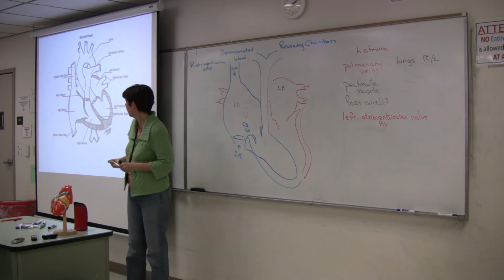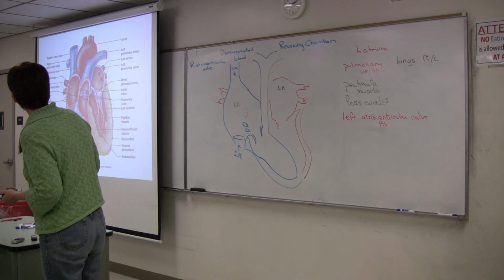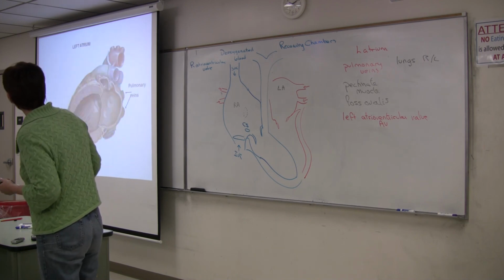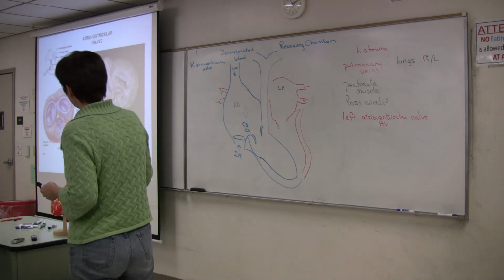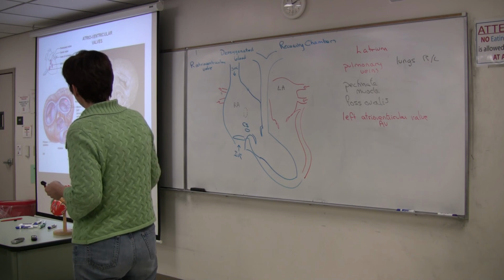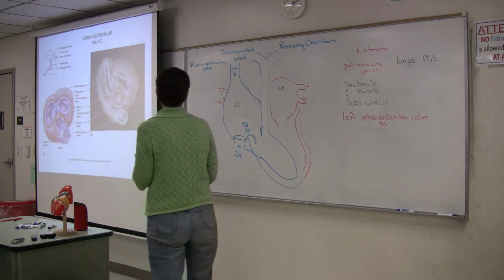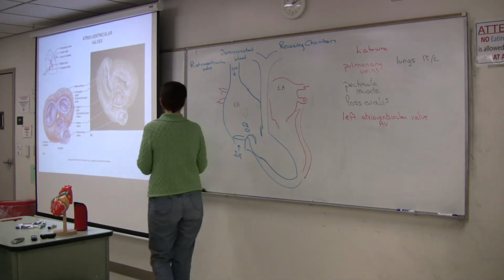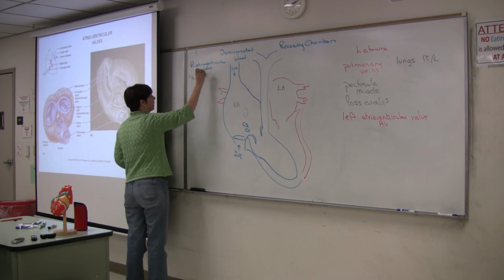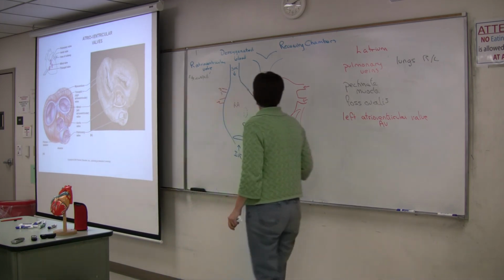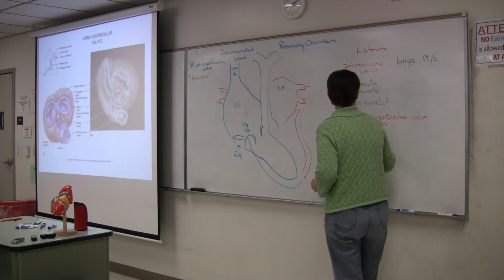So the right atrioventricular valve has three leaflets, and the left atrioventricular valve has two. So if we look here at the valve, here are the atrioventricular valves. On the right side there are three: 1, 2, 3. On the left, there are just two. So another name for the right atrioventricular valve is the tricuspid valve. And similarly, another name for the left atrioventricular valve is bicuspid.